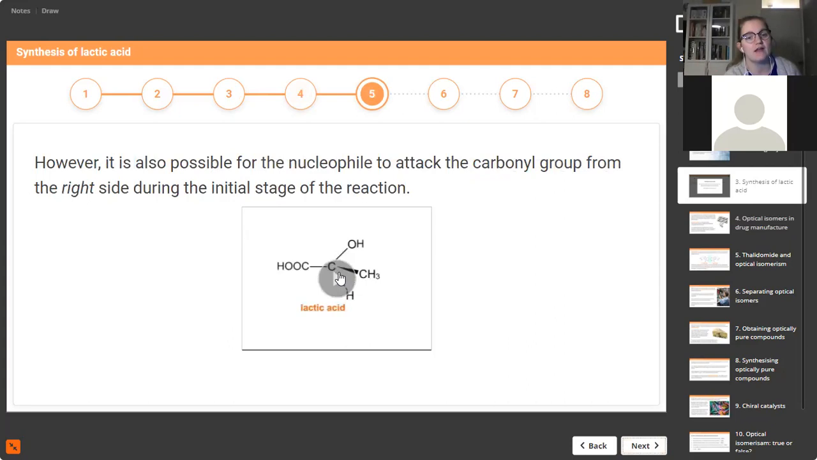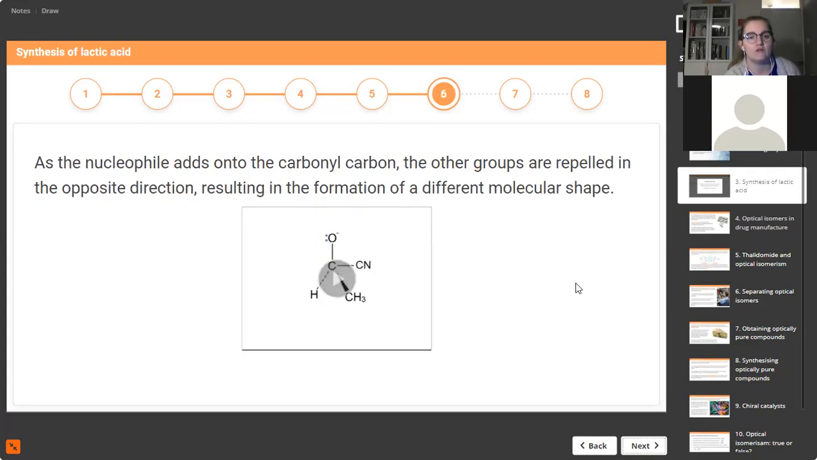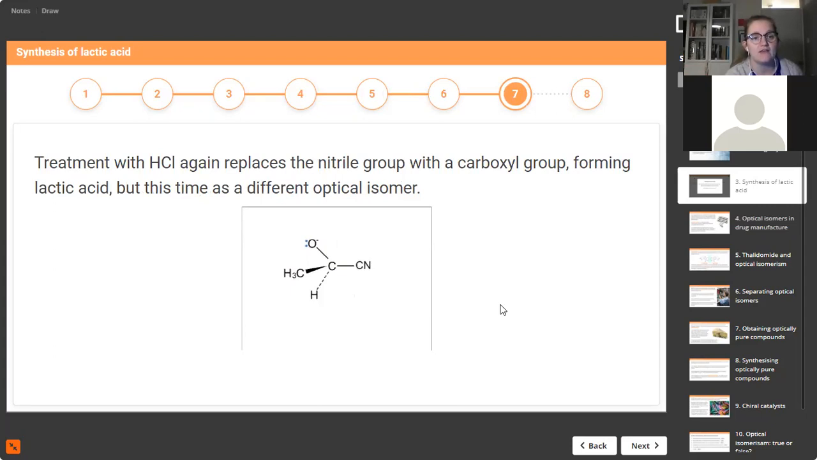However, we can actually do the nucleophile attack exactly the same, but from the right-hand side during the initial stage of the reaction. The nucleophile comes along and attacks from the right-hand side of the carbonyl group. So this time, when the nucleophile adds onto the right-hand side, other groups are going to be repelled in the opposite direction. Therefore, we get the formation of a different molecular shape. Again, if we treat it with hydrochloric acid, it replaces the nitrile group with a carboxyl group, and we form lactic acid, but this time as a different optical isomer.